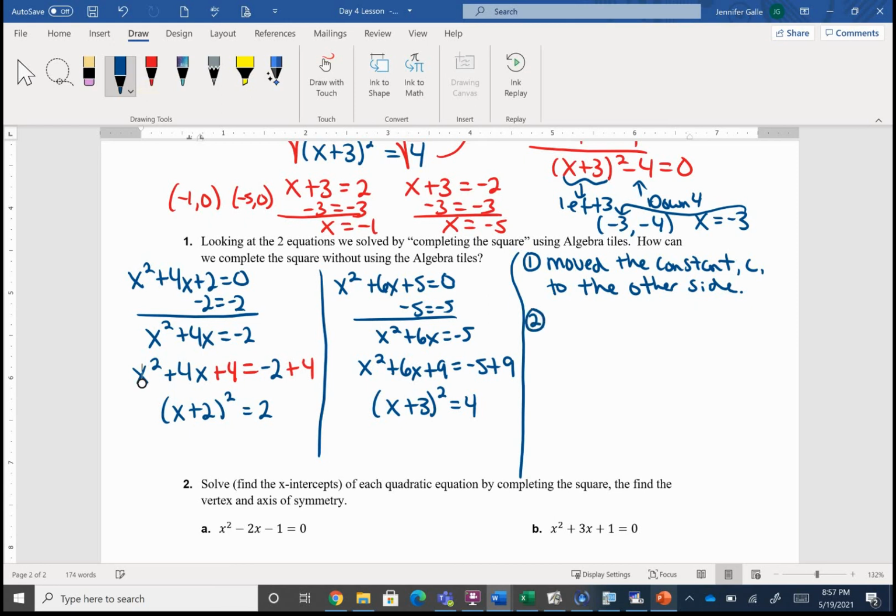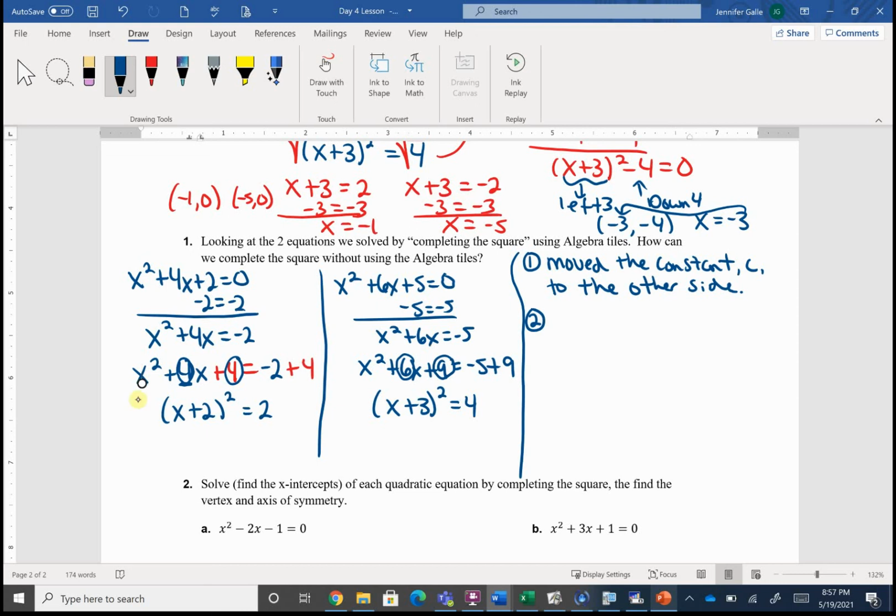Then we had to find the piece that would make our square. If you notice in each one, we had our b value of 4. The number that ended up completing our square was if we took half of that value and we squared it. So if we take half of 4 and square it, we got positive 4. We took half of 6, which is 3. You square it, you get positive 9.